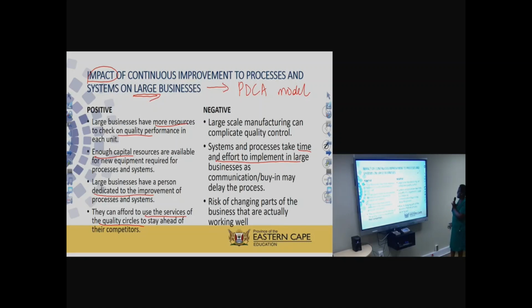Whether you have capital or not, it is also risky, because sometimes you will be changing something that does not need to be changed, but because you want to beat your competitors, you are at a risk of changing parts of the business that are actually working well, that you think are not working well, because you want to move up above your competitors.